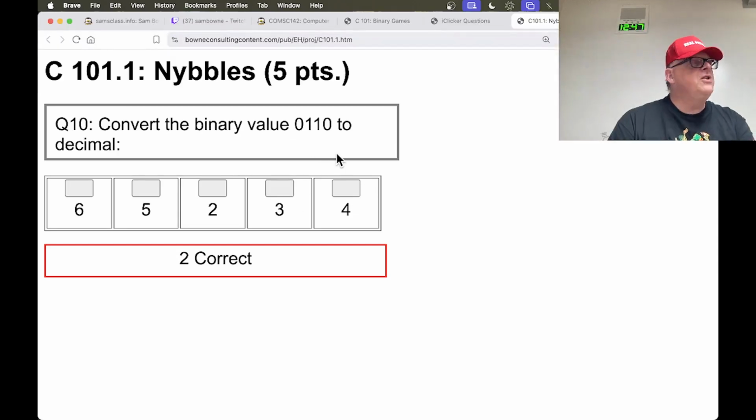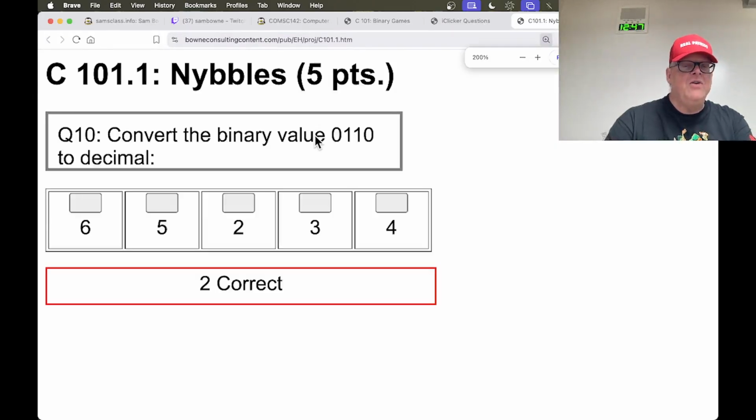Let's try another one. How about this one? How many 1s have you got? It's not 2. How many 1s have you got? 1. Nope, 0. There's 0 1s. That's what this number means. How many 2s have you got?